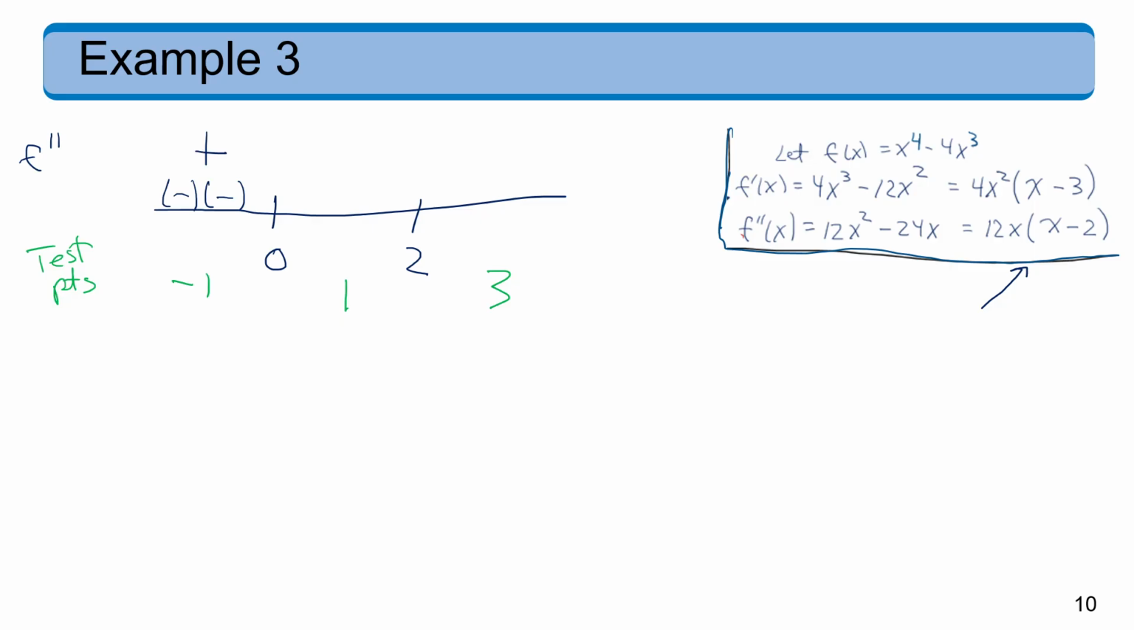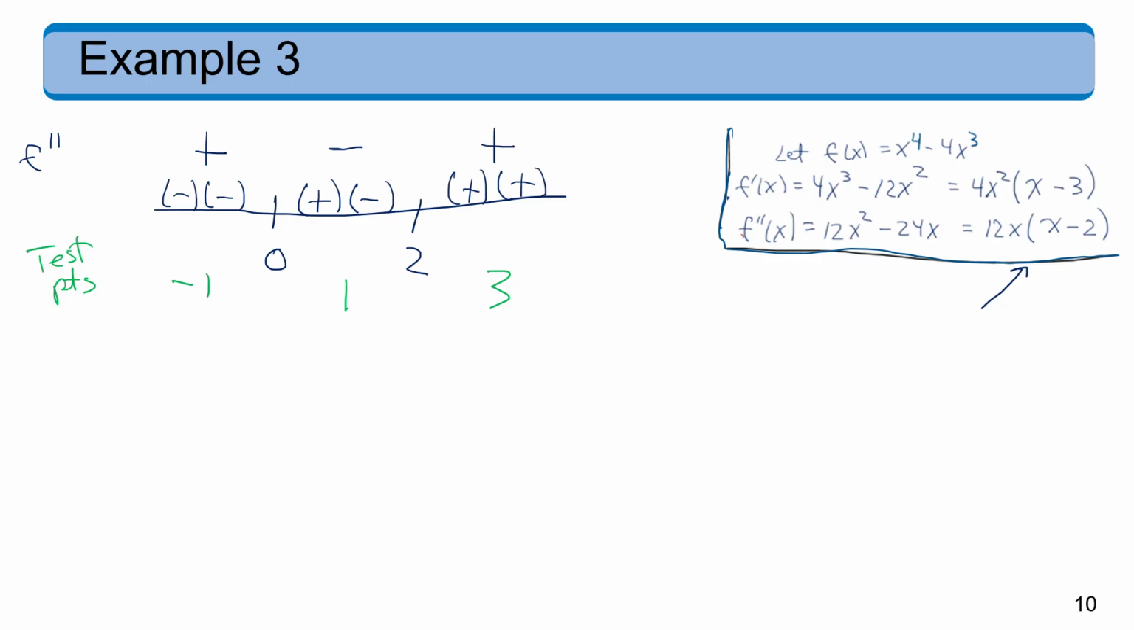Next test point is 1. The first factor is 12 times 1, that's positive. Second factor, 1 minus 2, is negative. So that product is negative. And then our last test point is 3. 12 times 3 is positive. 3 minus 2 is positive, so the product here would be positive.